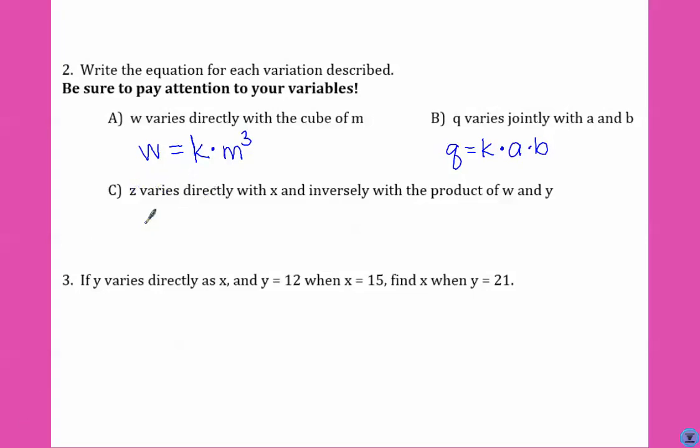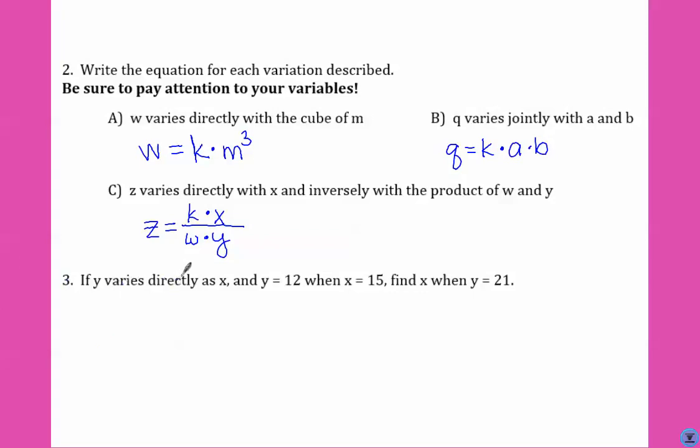Z varies directly, so Z equals, now let's look at this carefully, varies directly with X and inversely with the product of W and Y. So that means K has to be multiplied with something and it's going to be divided by something because we have direct and inverse in the same equation. It's directly with X, so X will go on the top with K, and inversely with the product of Y and W. So that means Y and W are being multiplied on the bottom. Being able to write those equations is going to be the first step of our next type of problem.